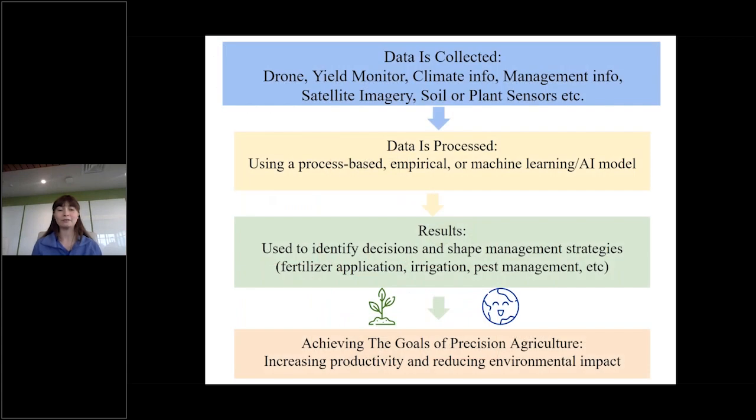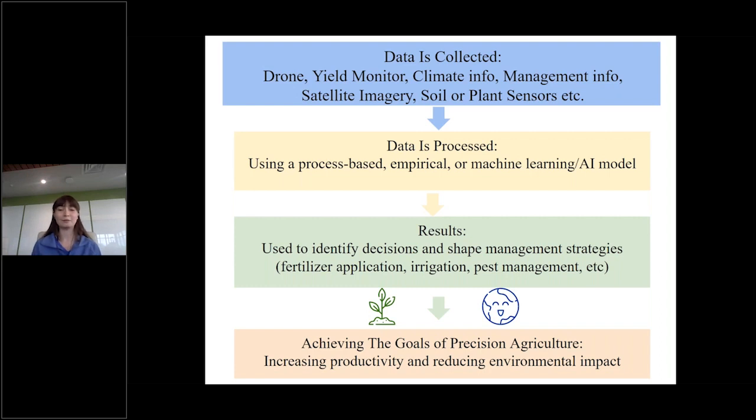I want to touch briefly on these 4 big steps. There are a lot of nuances to these steps, but just to briefly touch on each of them for a decision support system: first, the data needs to be collected. That would be like drone imagery data, satellite imagery data. You could also have soil or plant sensors in the field. Yield monitor data is important, as well as climate information and management information.